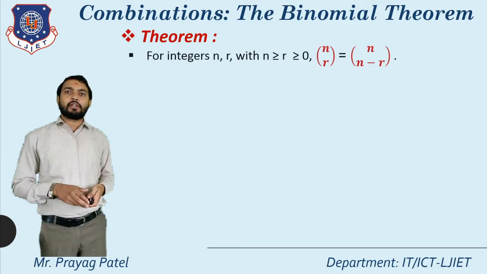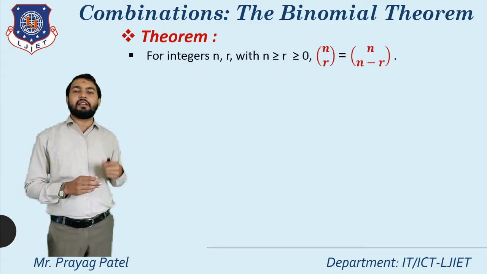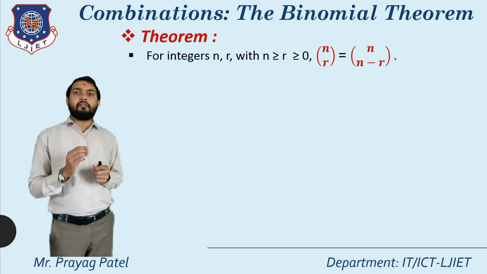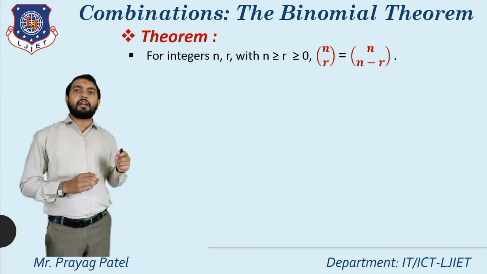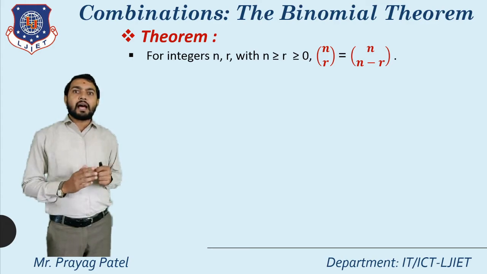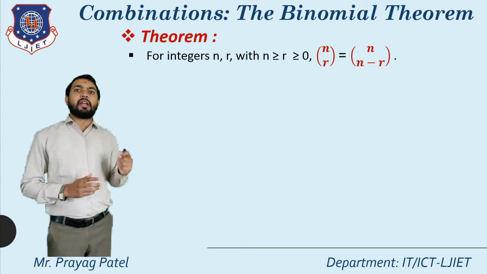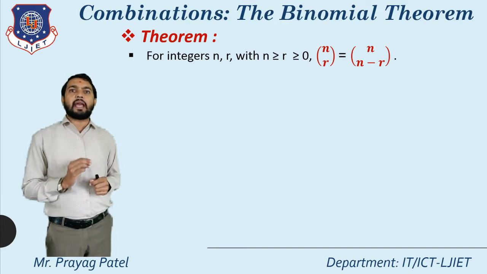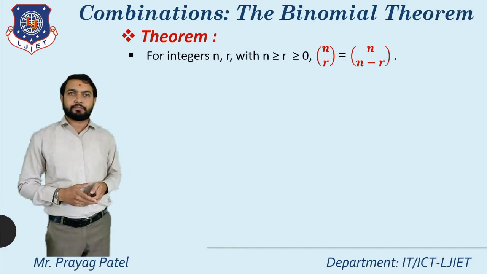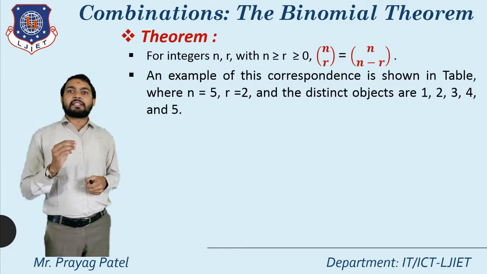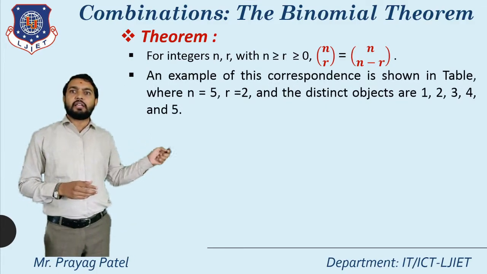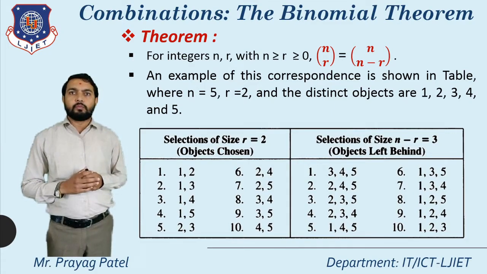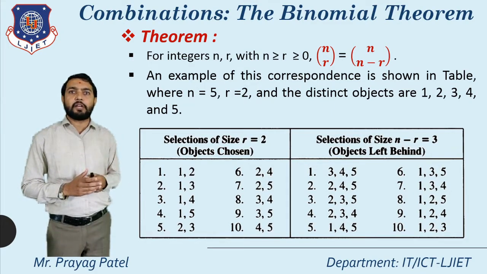Now from this equation we can write one theorem or formula: for integers n and r with n greater than or equal to r greater than or equal to 0, nCr equals nC(n minus r). So here nCr is equal to nC(n minus r), both are equal. See here an example of this theorem in this table. We can see here n equal to 5 and r equal to 2. Then how many different possibilities are there for that?